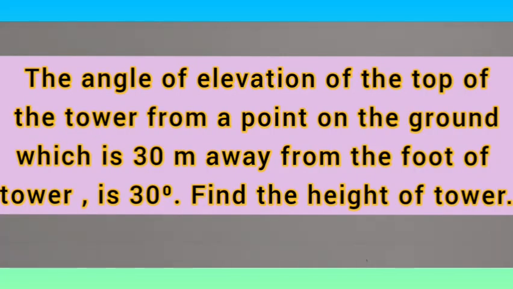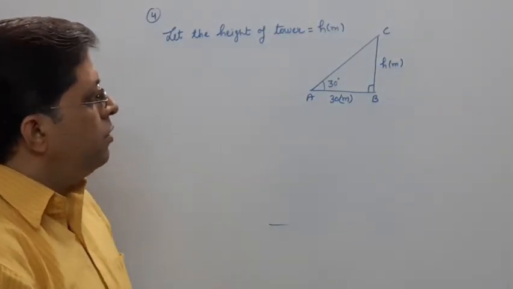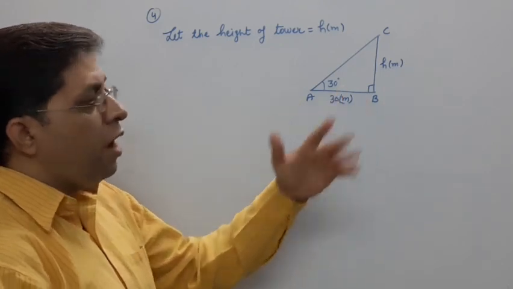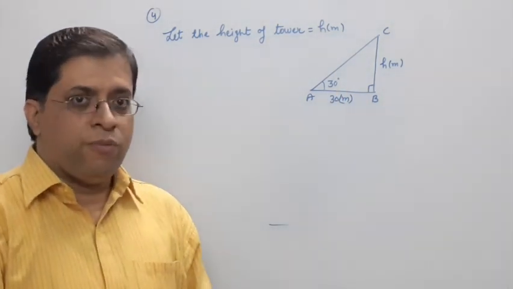The angle of elevation of the top of a tower from a point on the ground which is 30 meter away from the foot of the tower is 30°. And what you have to find? You have to find the height of the tower. Let the height of the tower be h.